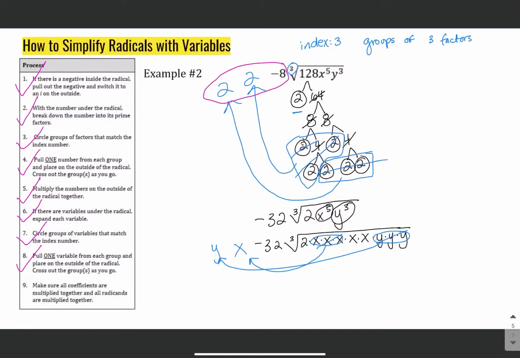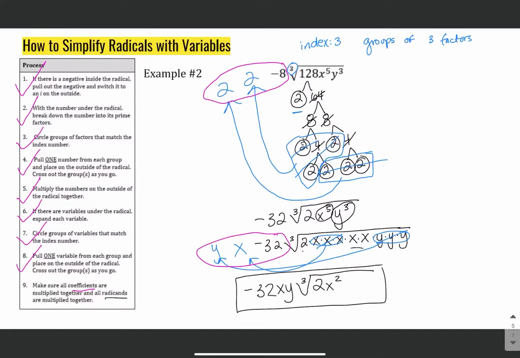And last step, step 9, make sure all coefficients are multiplied together. So remember, coefficients is on the outside. So on the outside here, I would have negative 32x times y. And then all radicands, so that's on the inside, are multiplied together. So don't forget to write your index of a 3. And then there's my radical, my cubic root here. Notice I have a 2 here. And then what's x times x? That would be x squared. And this is my final answer. And again, this is simplified from my original.